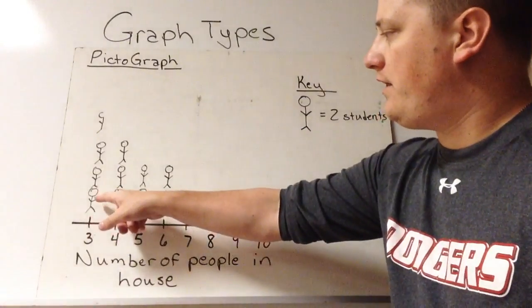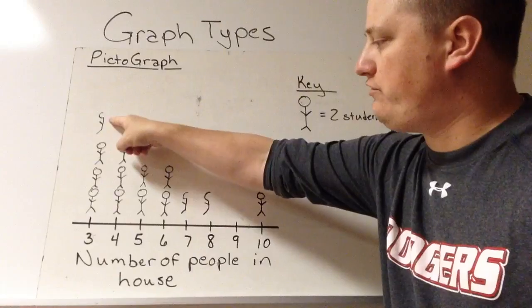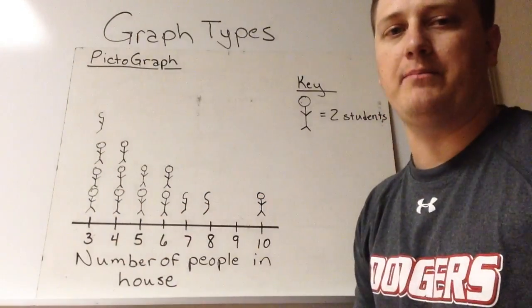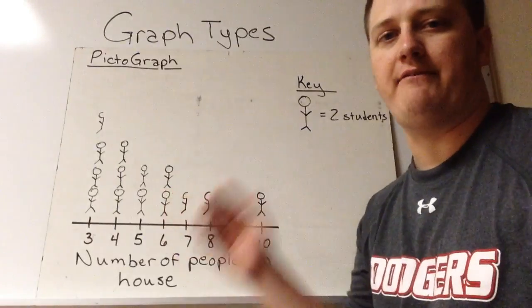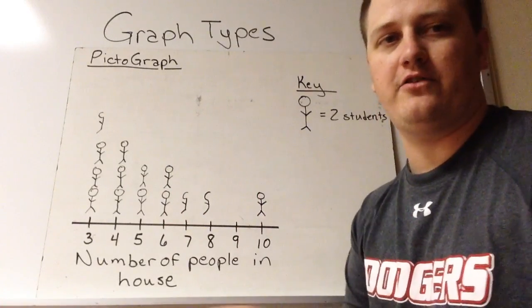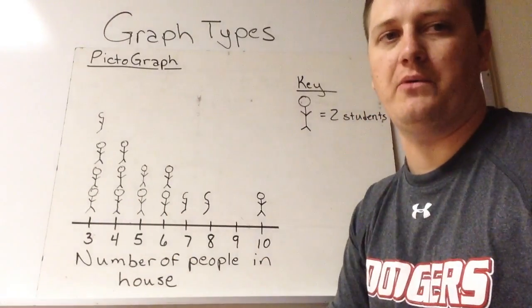So there were 2, 4, 6, half of a stick figure would be 1. So 7 students had 3 people living in their house. And so then the key and the graph help us figure out the data. It's just another way to represent the data. It gives us a visual. So obviously 3 was the most.